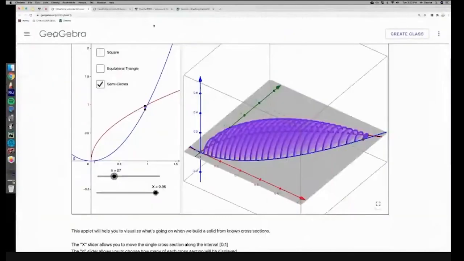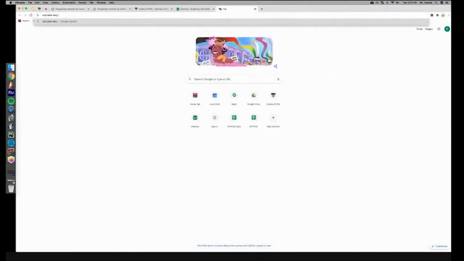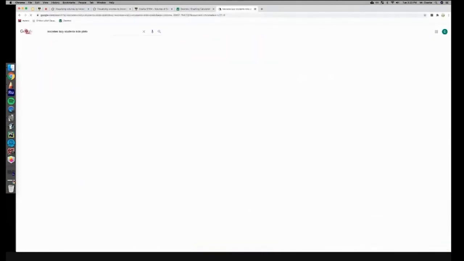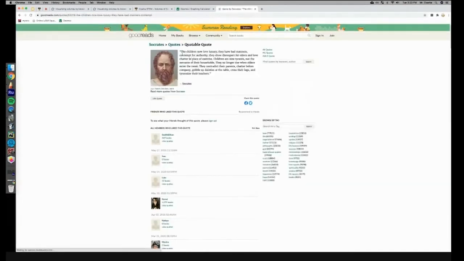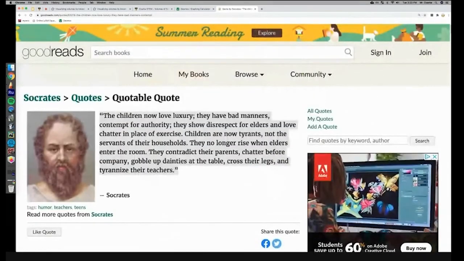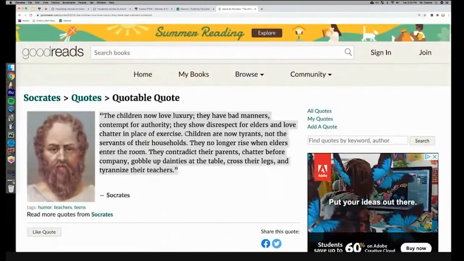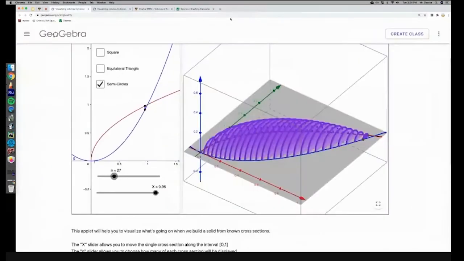Hey, didn't I show you that one quote from Socrates or something? Lazy students or lazy kids or something like that. Maybe it was Plato. I don't know. Yeah, look at this. This is Socrates in 500 BC. "Children now love luxury. They have bad manners, contempt for authority, show disrespect for elders." This is a real quote. "They contradict their parents, chatter before company, gobble up dainties at the table, cross their legs, tyrannize their teachers." All right, Socrates, relax.